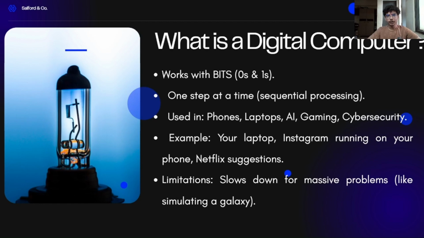It is a giant task for any digital computer because it creates binary data in 0 and 1, which is massive, very massive. So our device cannot handle it, and that's why it slows down.